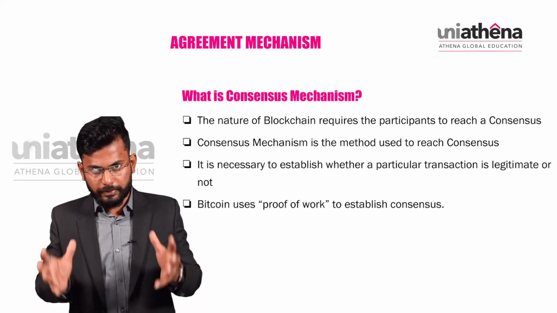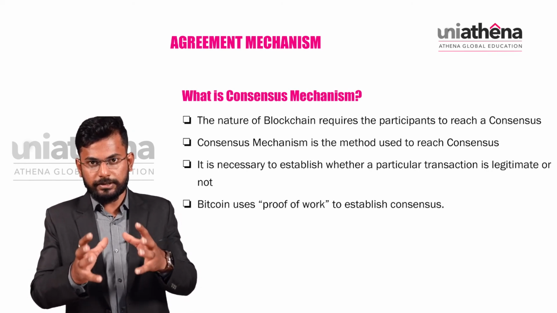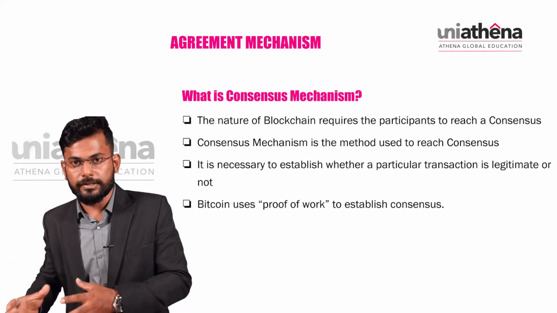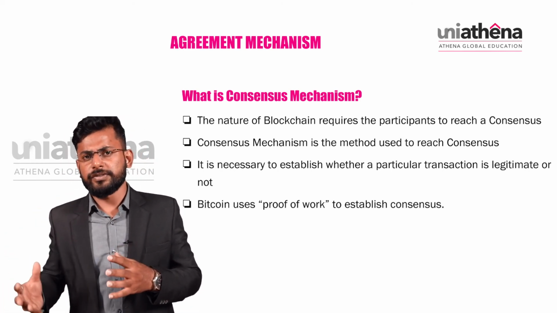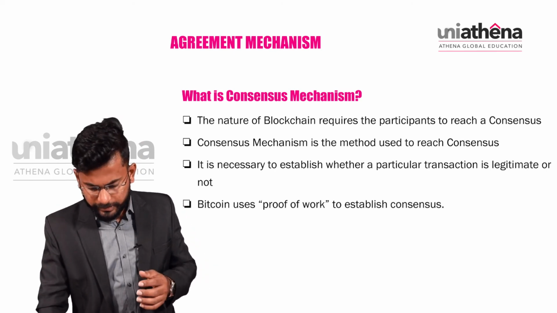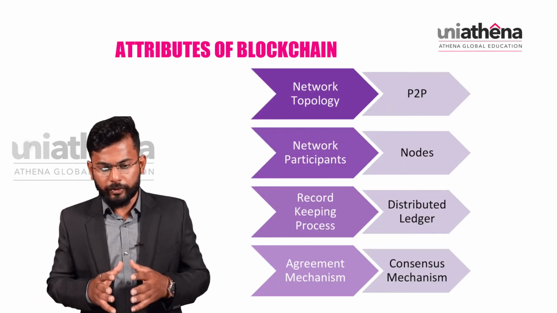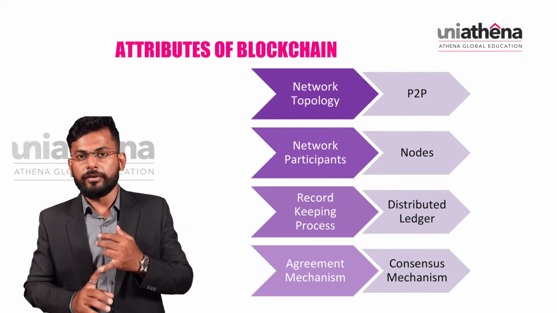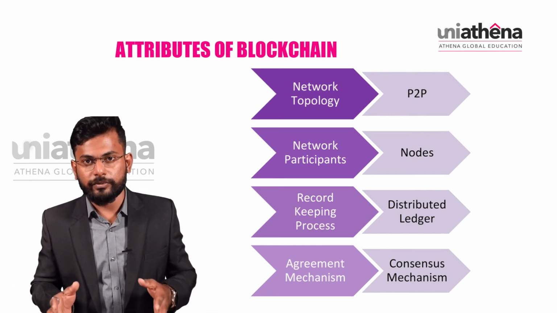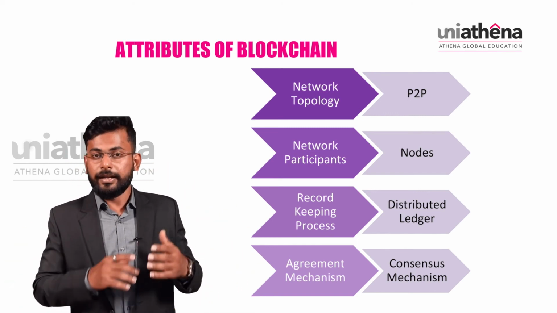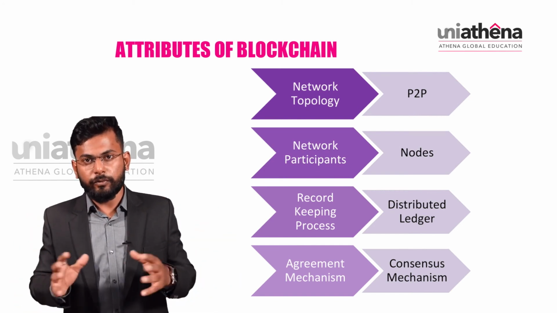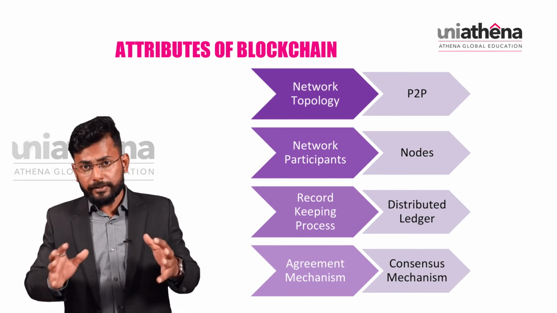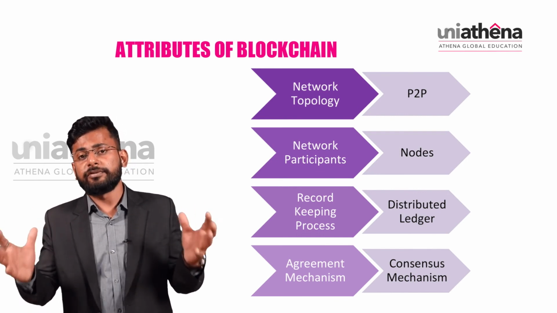This kind of consensus mechanism, which got introduced with the help of Bitcoin, is called the proof of work consensus mechanism. There can be different kinds of consensus mechanisms. Okay. So the takeaway of this lesson is that the network topology is peer-to-peer. Irrespective of any kind of blockchain network, it is always going to be peer-to-peer. Let it be public, let it be private, whatever kind of blockchain network it is, it's always going to be peer-to-peer. There will be participants, there will be nodes, and they will play different kinds of roles.